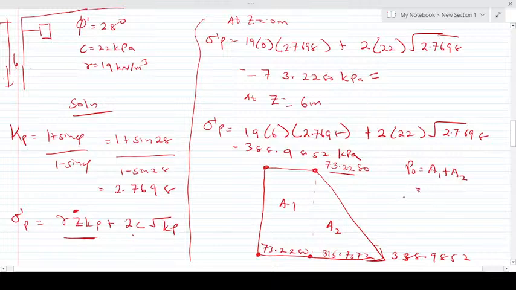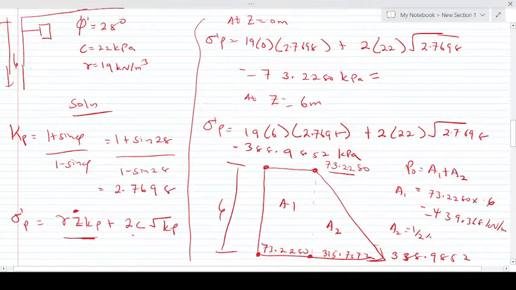So again, P naught is simply A1 plus A2. What's A1? Sorry, A1 is the rectangle, right? So it's simply the length times the breadth. So 73.2280 by the breadth, which is 6. So we have a distance of 6 over here. Then what do we get for A1? 439.368 kilonewton per meter.